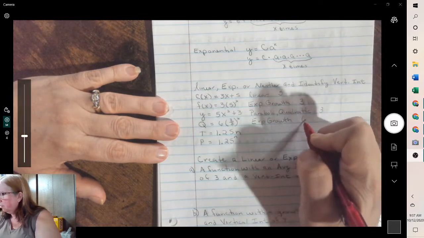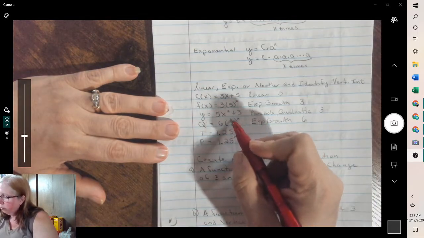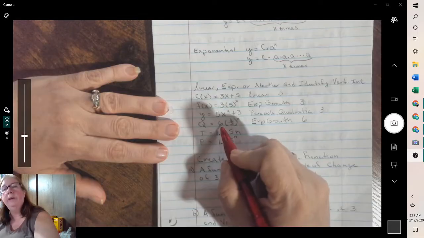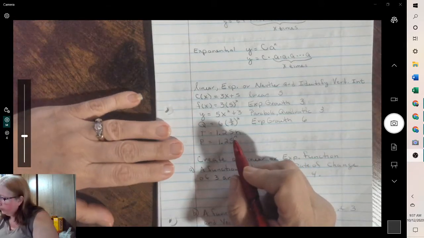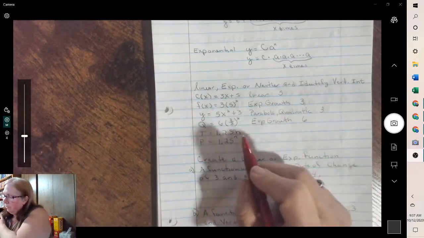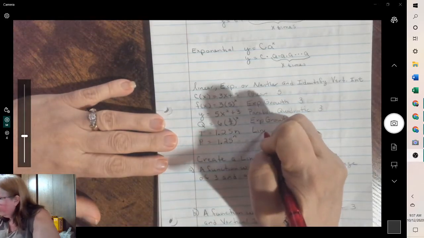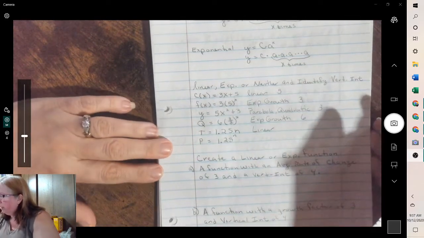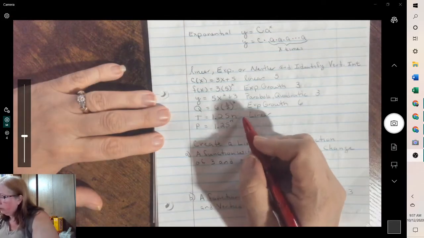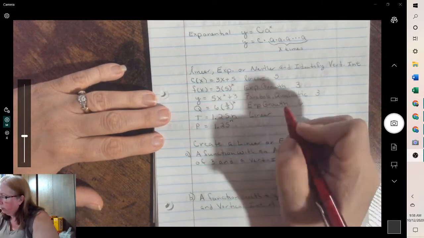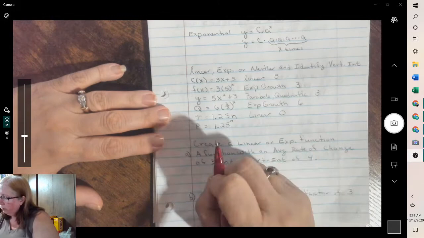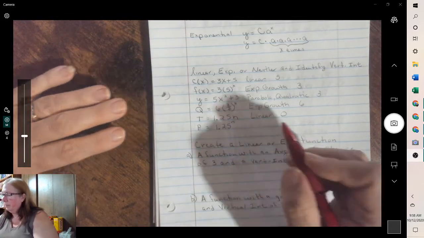The initial amount is 6, because anything to the 0 power is 1, and it leaves this value. And this 1.25n would be linear. Its vertical intercept is 0 because there's nothing added or subtracted on. Another way is to just put in 0 and you will see.